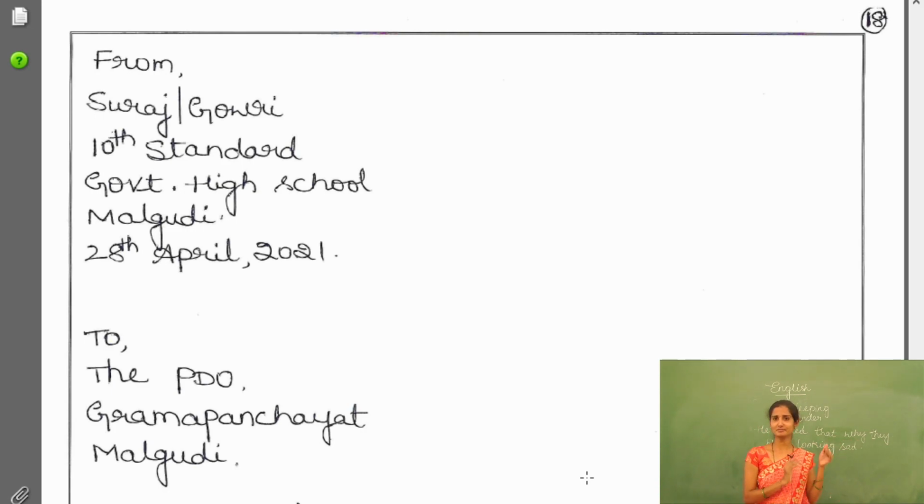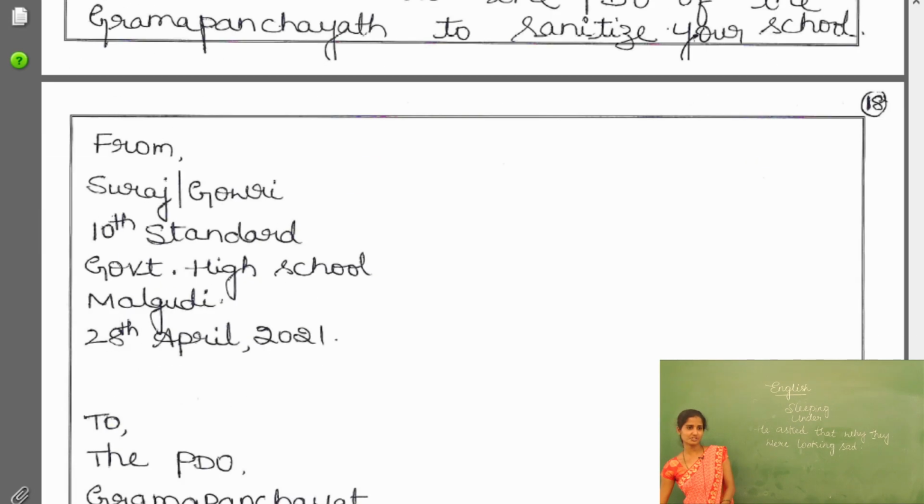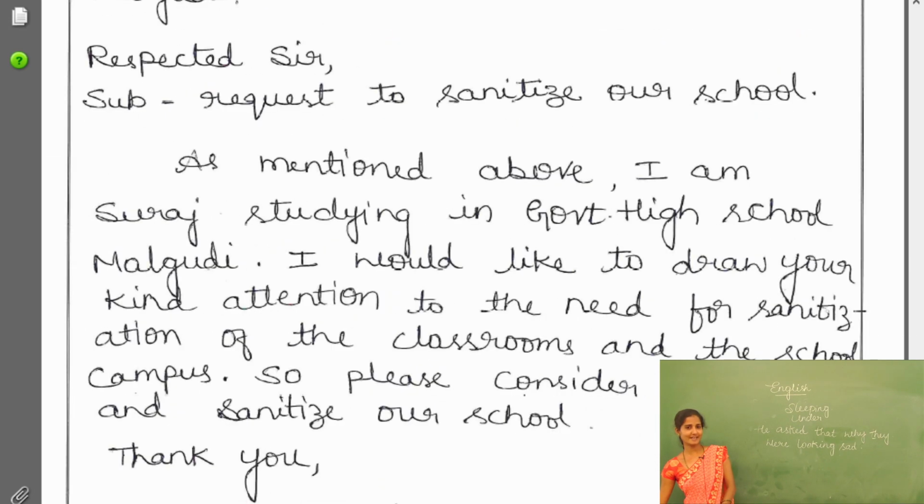So in letter writing, everything should be written on the left hand side only. In the formal letter, what comes first? From, under that, name, address, and the most important thing is writing the date. The date should be mentioned right under the from address. After that, to the PDO, Gram Panchayat, Malgudi, and after that, respected sir, and subject, where they have given a request to sanitize our school.